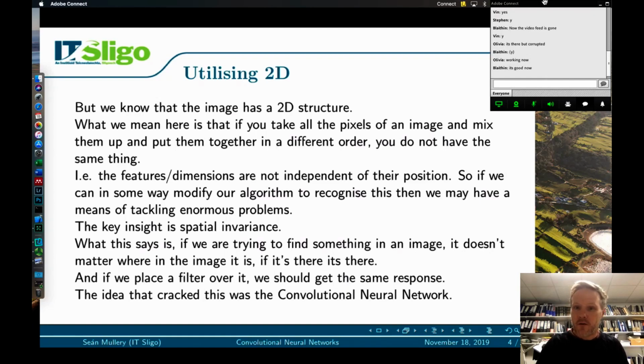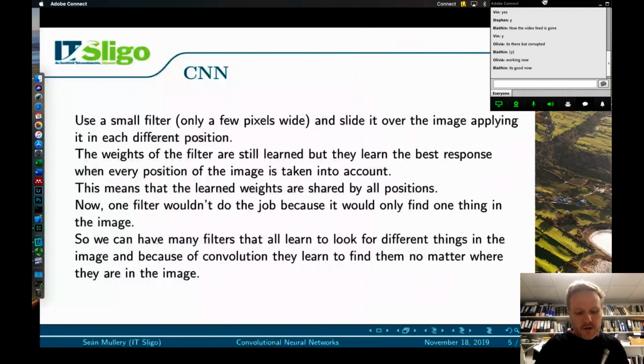So it was using this idea of convolution. The idea is that you use a small filter, only a few pixels wide, and we'll show you examples of this in a few minutes, and you slide it over the image, applying it in each different position. The weights of the filter are still learned. Unlike in general image processing where we use filters all the time, but we come up with these hand engineered filters that we want, the weights are still learned like they would be in a dense network, but they learn the best response when every position in the image is taken into account.